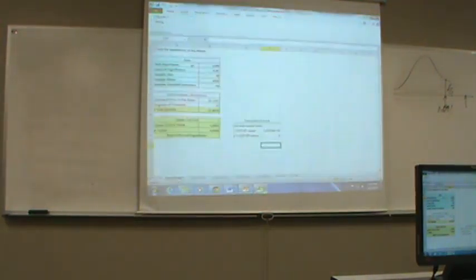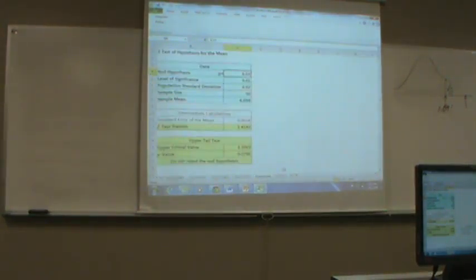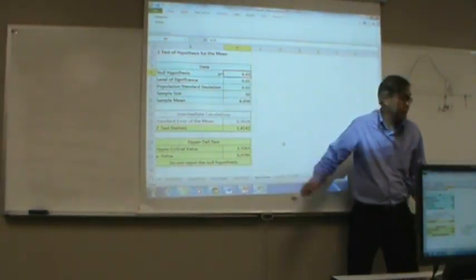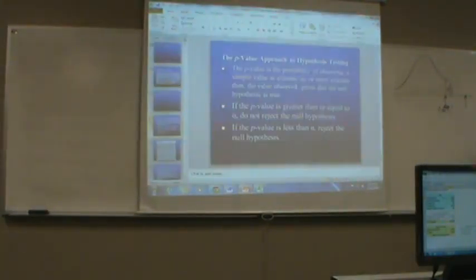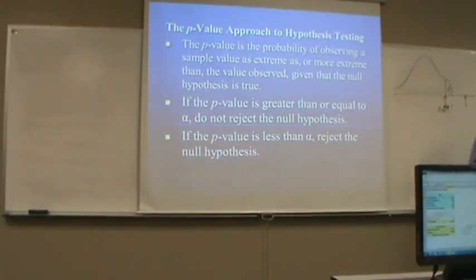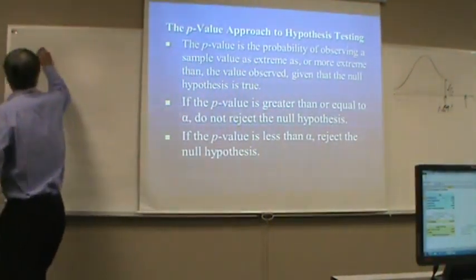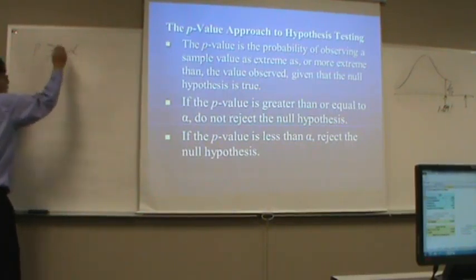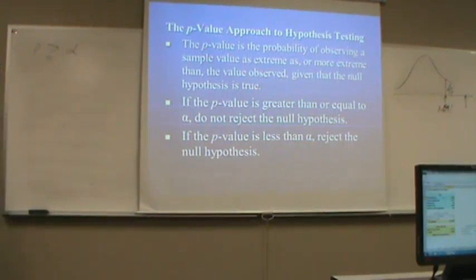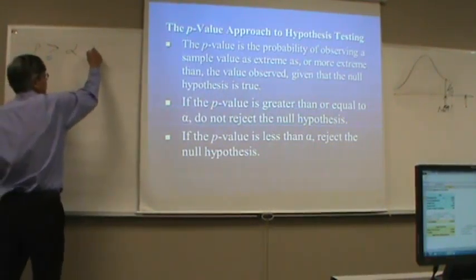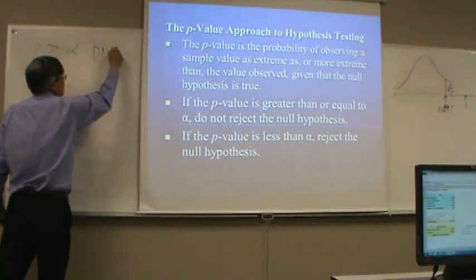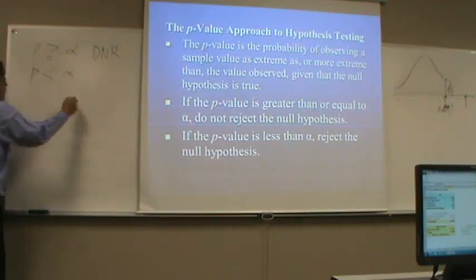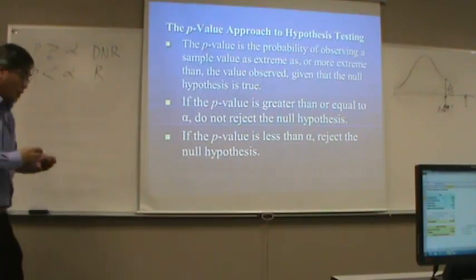Here, our practice problem, p-value. How do we determine reject or do not reject? If the p-value is greater than or equal to alpha, where alpha is the significance level, do not reject. If p-value is less than alpha, then reject the null hypothesis.